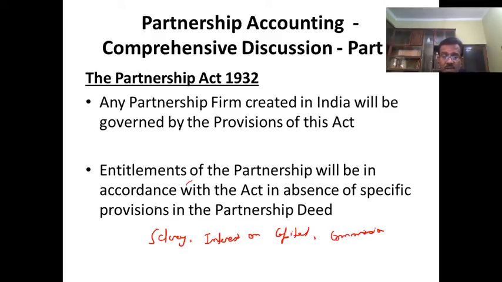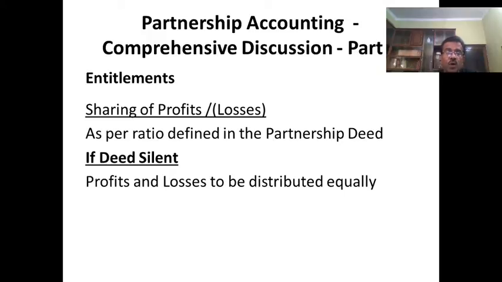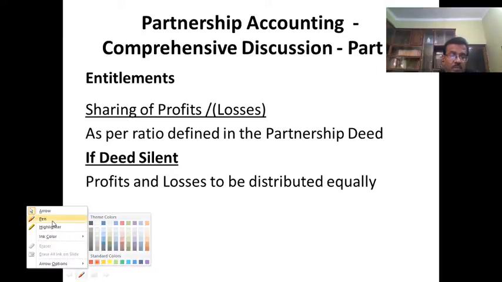And one of the major entitlements is the profits. So how will the profits be distributed to the partners? All these things will be written in the partnership deed. If the partnership deed is silent, then we will have to follow the provisions which are there in the Partnership Act in respect of this. So what are the entitlements? The major entitlement is the sharing of profits. This is as per the ratio defined in the partnership deed. It will be written in the partnership deed what the sharing of profits will be.